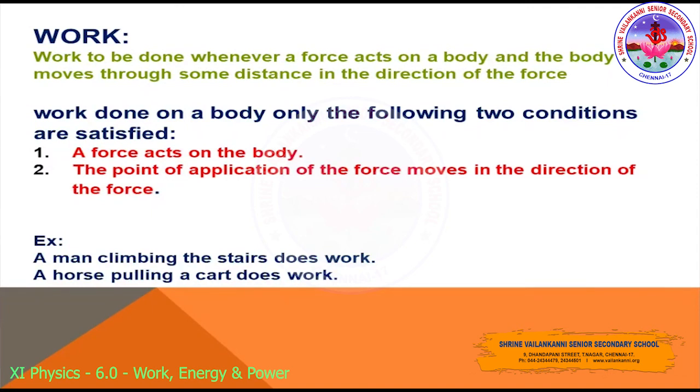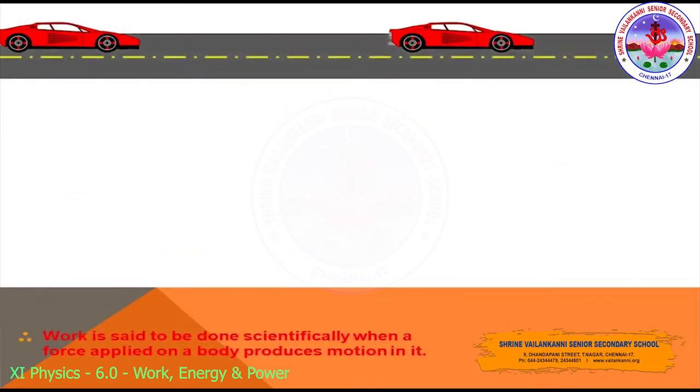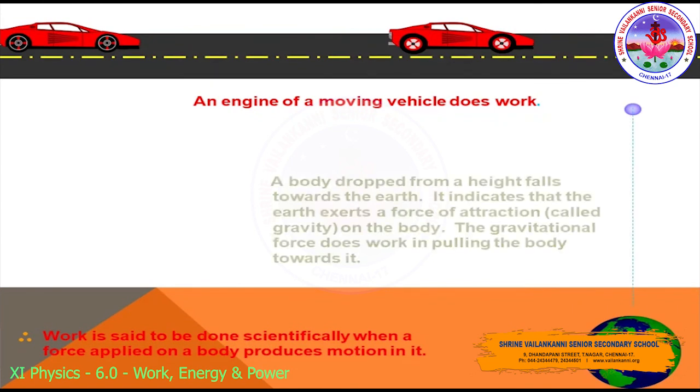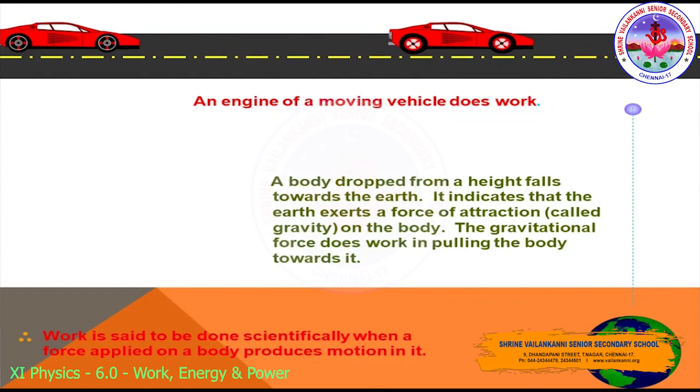For example, a man climbing stairs does some work. A horse pulling a cart does work, right? So we'll see in detail. Through some examples we can understand. An engine or moving vehicle does work. Is it right? And a body which is dropped from a height falls downward towards the earth. It indicates that the earth exerts a force of attraction on the body. The gravitational force does work in pulling the body towards it.